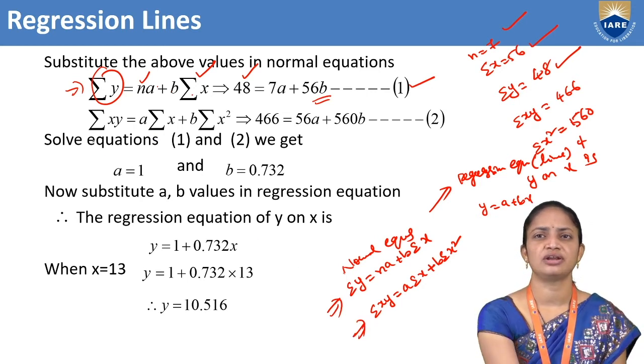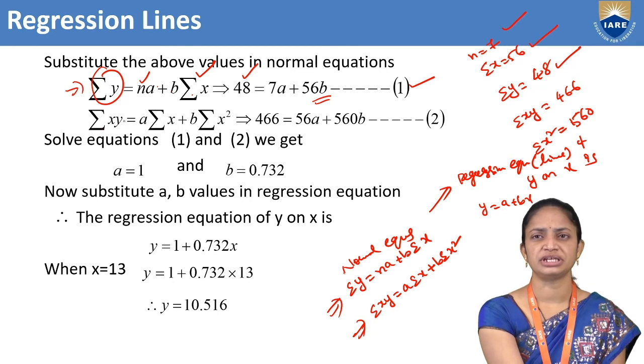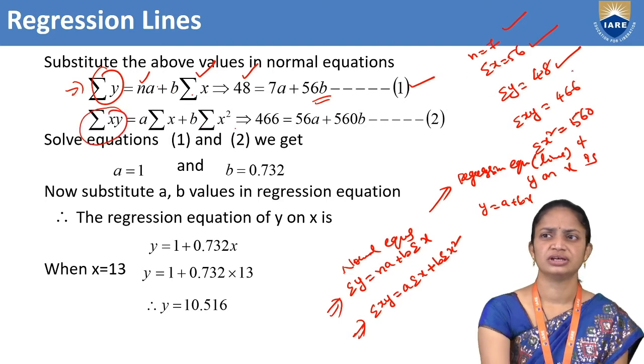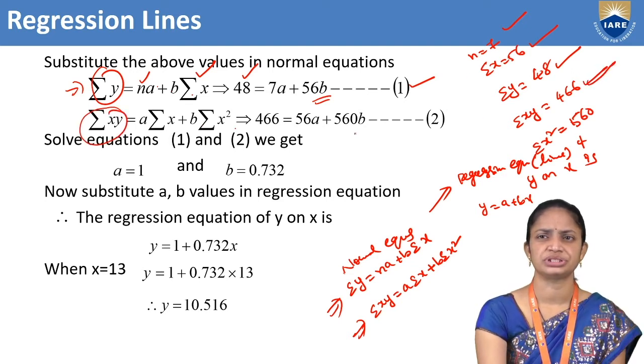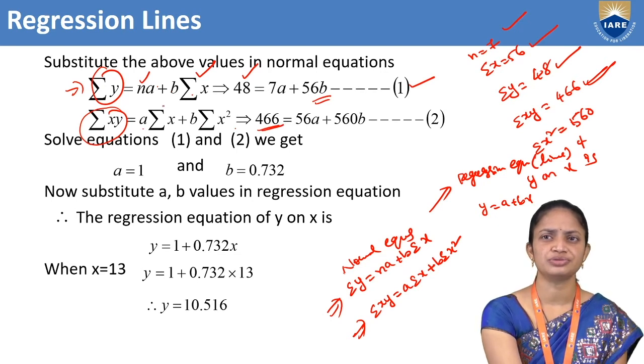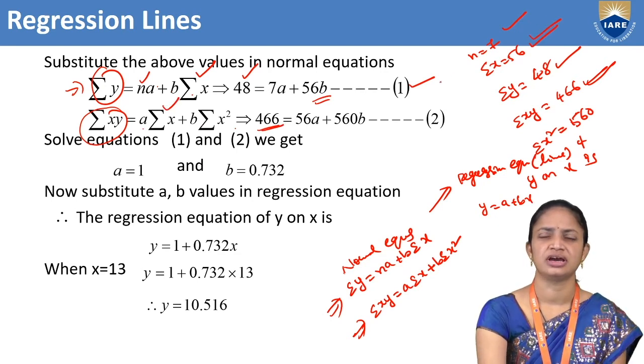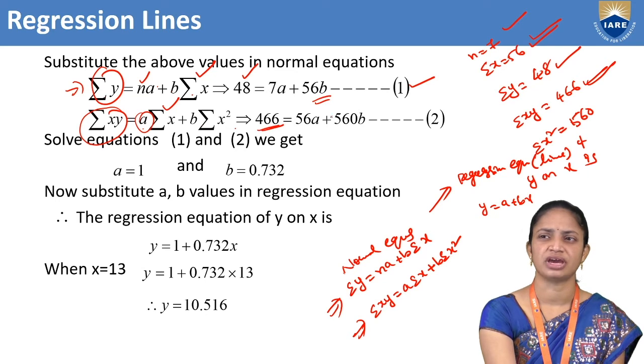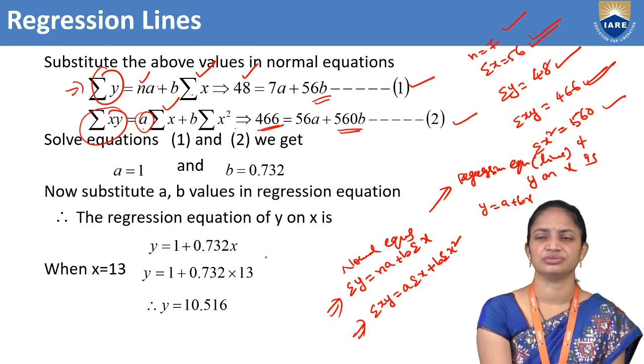Next I am taking our second normal equation. Our second normal equation is summation xy equal to a into summation x plus b into summation x square. We know that summation xy is 466, so substitute 466 here, and a into summation x. Summation x is 56, so that is 56a plus b into summation x square. Summation x square is 560, so 560 into b. Let us consider that equation 2.